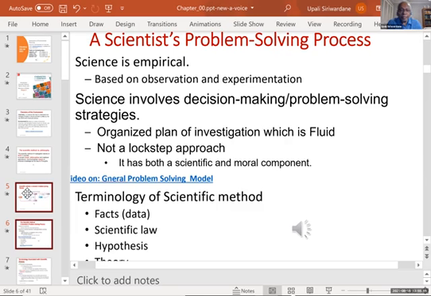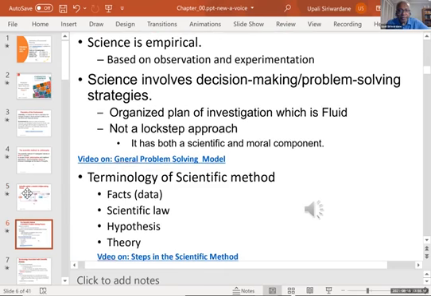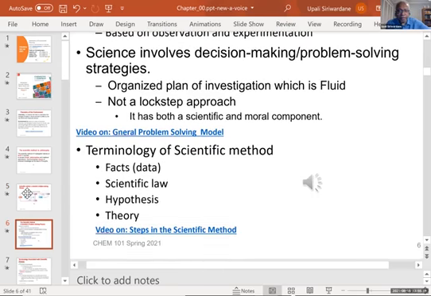The terminologies used in scientific method are facts, scientific laws, hypothesis, theory. So please check on the video on steps in scientific method in the link in the PowerPoint.